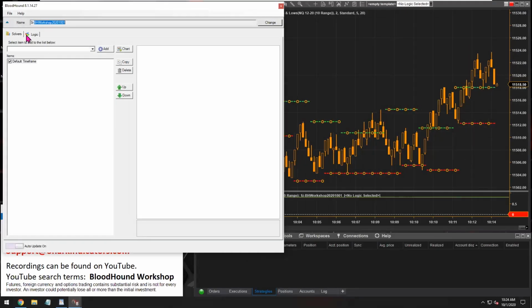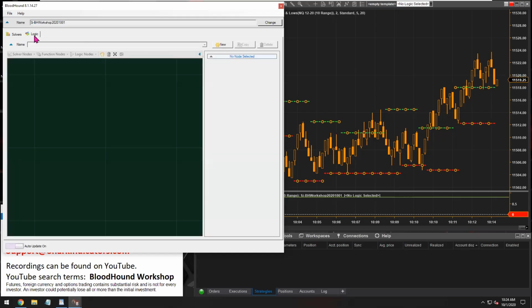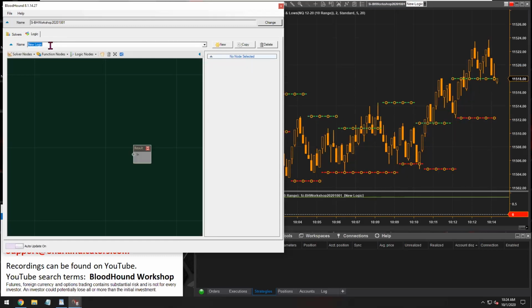Okay, so I'm going to start working on the logic tab here. We need to create a new logic template. Let's give this a name. What should we call this? One signal per swing line, something like that.